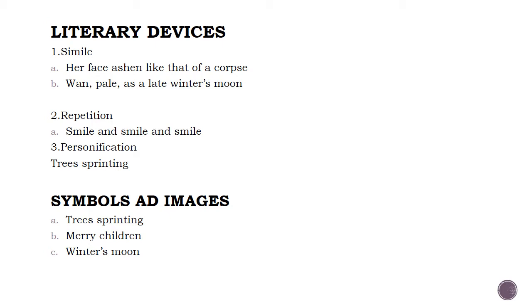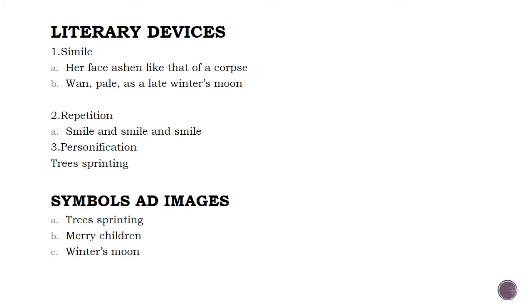And second is repetition. In the last line of the poem, you find this example: "smile and smile and smile." The third figure of speech used in this poem is personification, "trees sprinting." What is personification? A non-living thing is given a human quality by the poet. So trees cannot sprint, but for the poet who was in the moving car, trees seem to be sprinting.